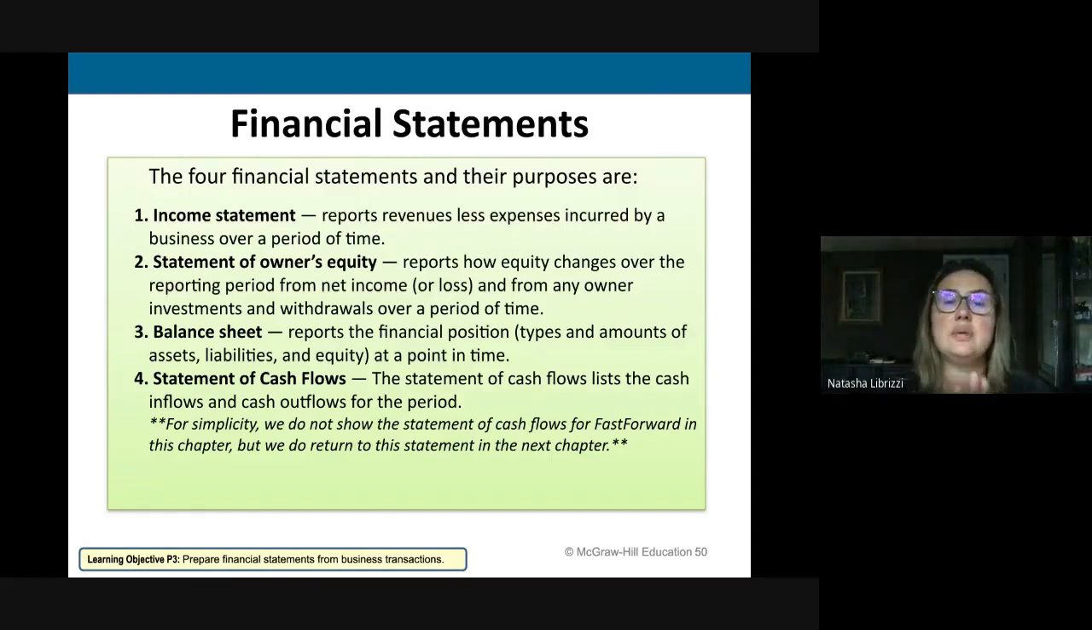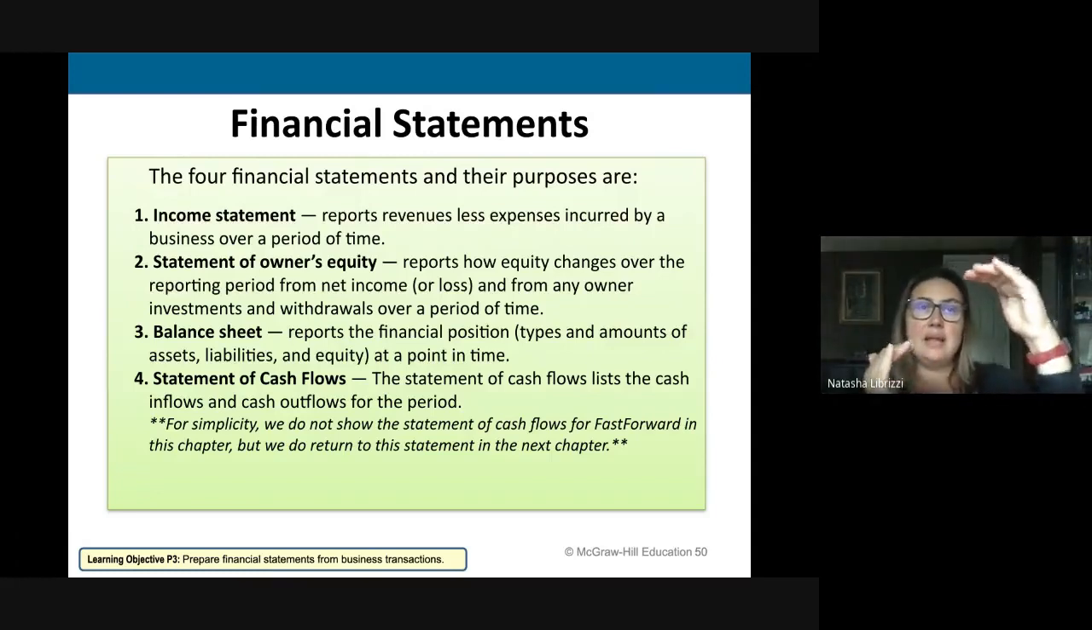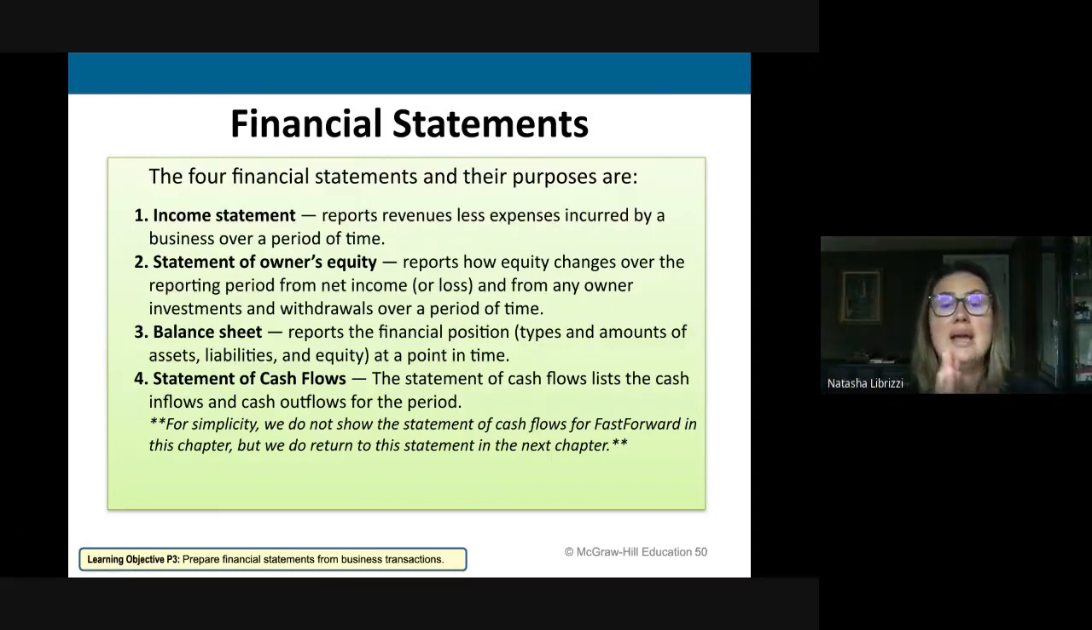The income statement reports revenue less expenses incurred during a period of time. For the statement of owner's equity, we start with the beginning balance, plus any income or loss that we made during the year, plus any investments owners made, less any withdrawals over a period of time. Then we take this number and put it into the balance sheet as ending owner's equity. The statement of cash flow explains your balance from the beginning of the year to the end of the year. Again, you need to understand what the statement of cash flow means, but we're not going to prepare it yet.